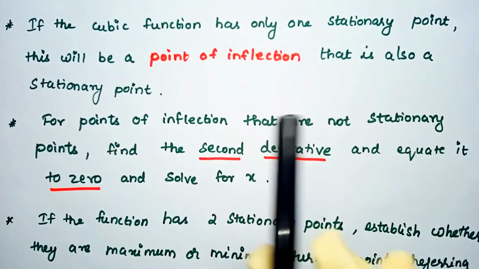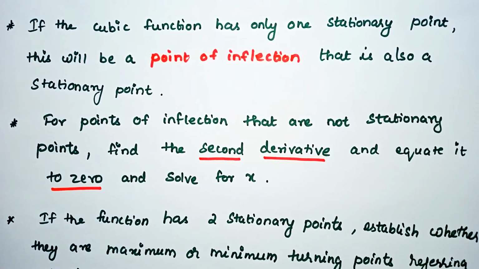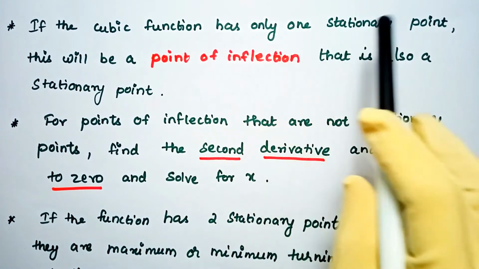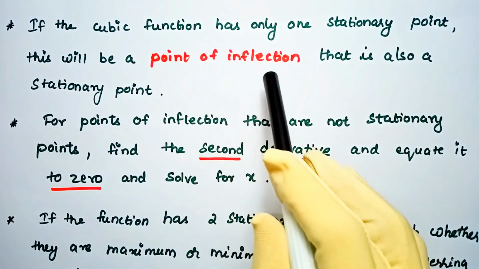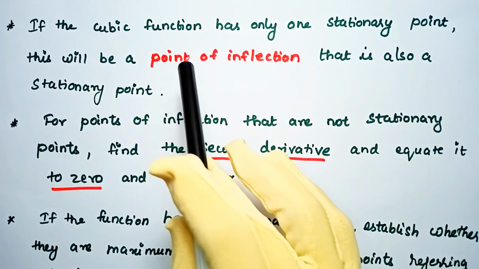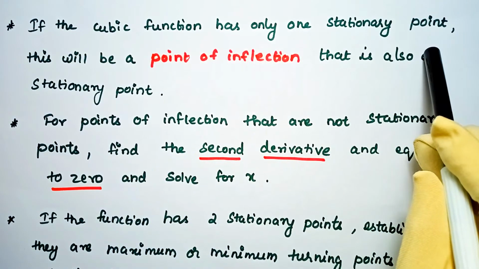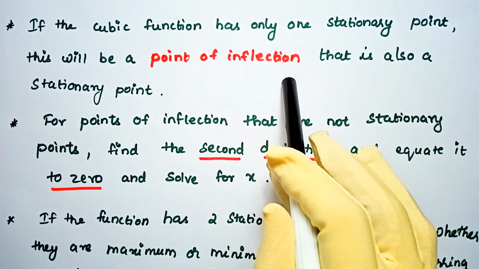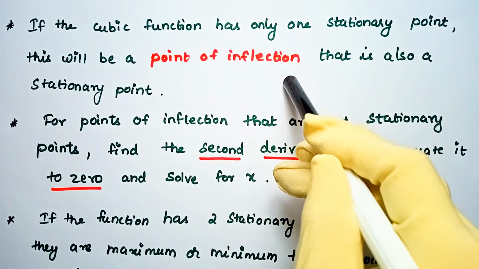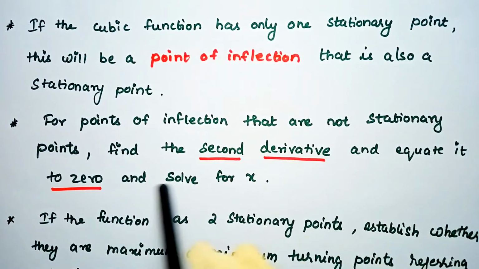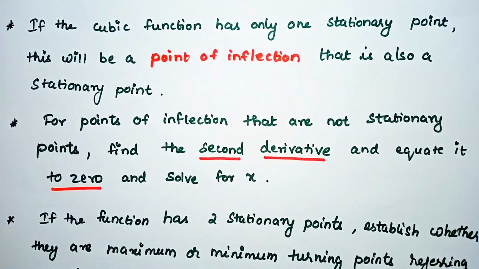If the cubic function has only one stationary point, we have to understand some more points. That one stationary point will be a point of inflection. That is also a stationary point. Based on this, we'll do one problem. And based on the second piece of information also, we'll be doing another problem.